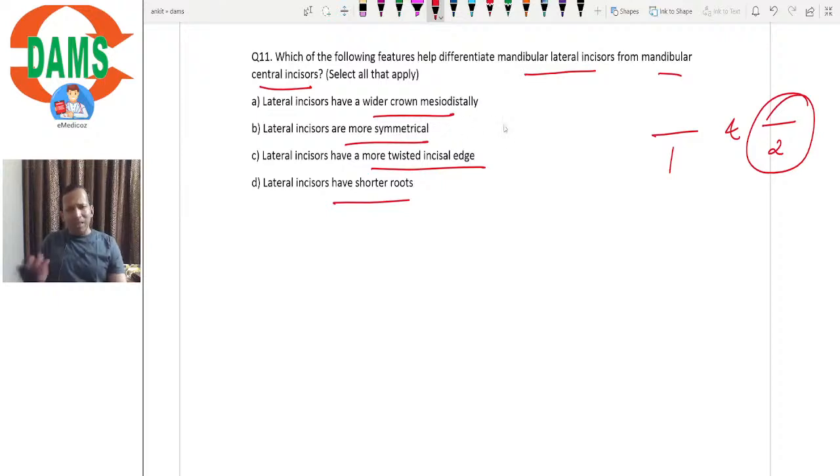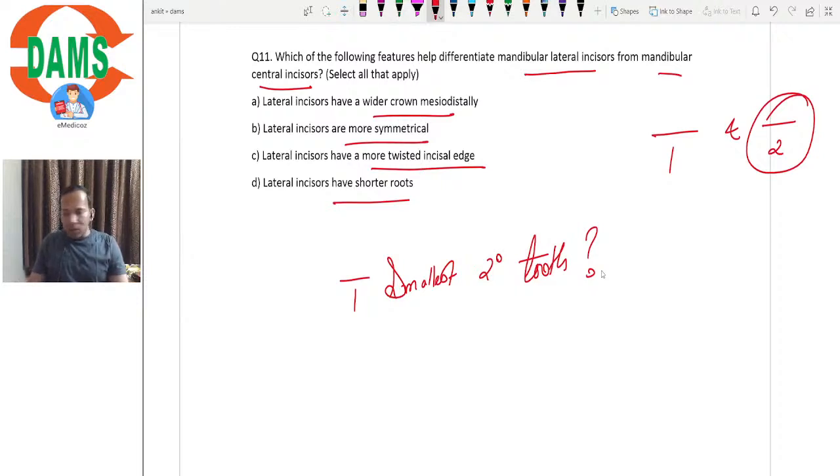So do you think the mandibular central incisor is the smallest permanent tooth? Is this statement correct? Do you think it is the smallest permanent tooth? Yes, it is the smallest permanent tooth.